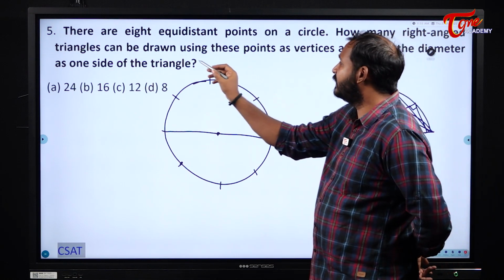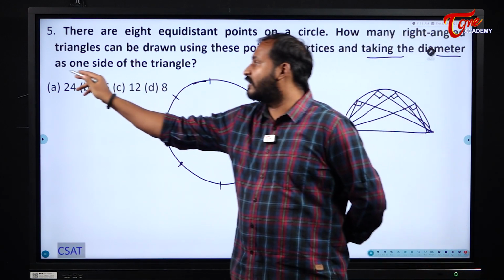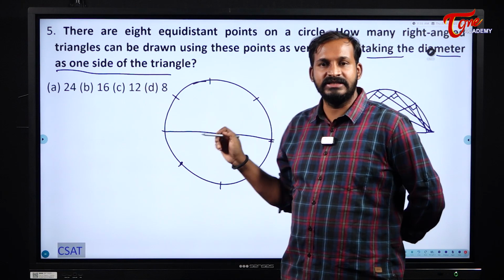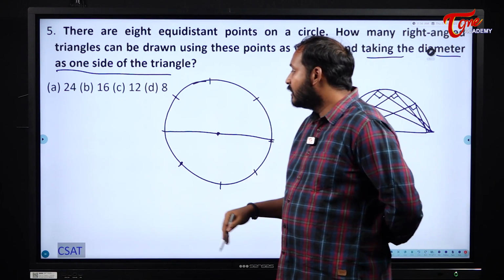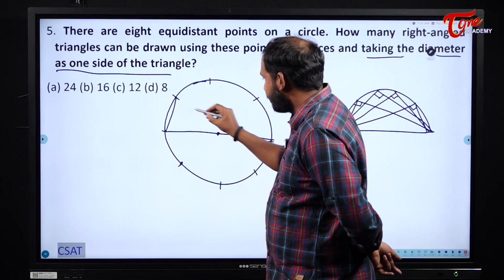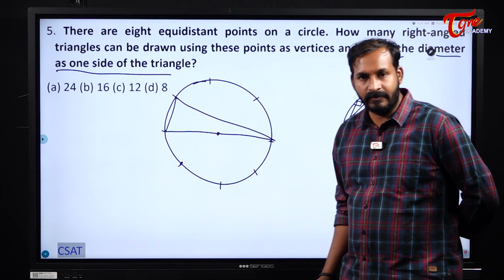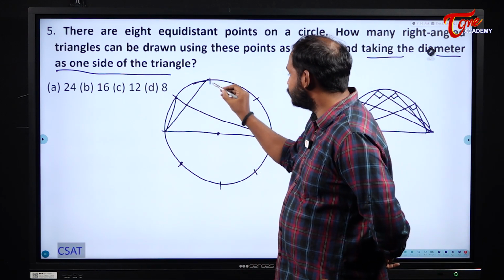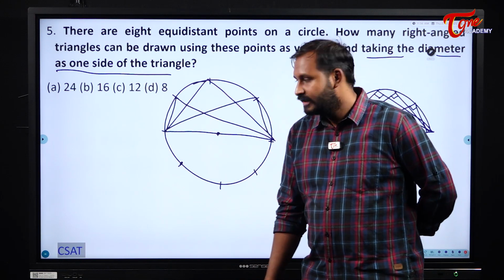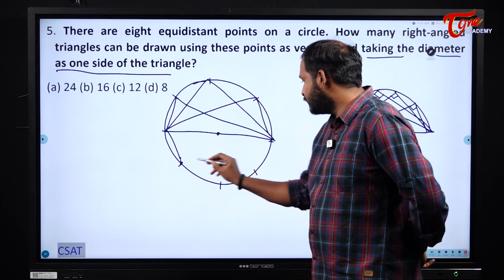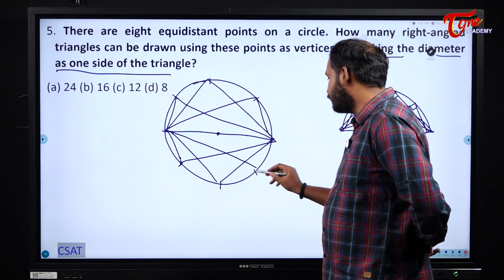What they are telling is that triangles can be drawn using these points as vertices and taking the diameter as one side of the triangle. So I should take this diameter as one side of the triangle and use only these points as vertices. When I draw a triangle with this one, from this property it will form a right angle triangle. Next, between these 2, it will form a right angle triangle. Similarly between this, and from here, and from here, each forms a right angle triangle.